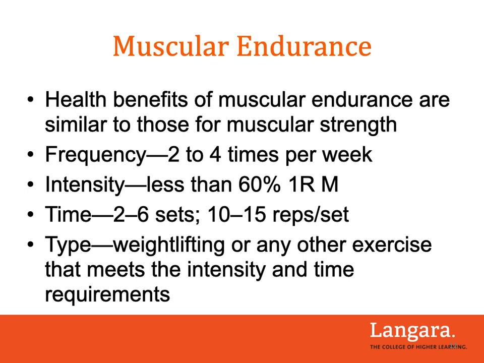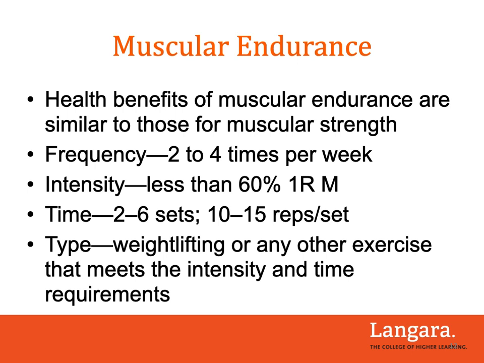In order to do that, our frequency has to be 2 to 4 times per week. Intensity has to be less than 60% of our 1RM, and our sets and reps will be 2 to 6 sets at 10 to 15 reps. Typically, weight training, circuit training, and boot camp type classes are what's going to increase our muscular endurance. And it has tremendous health benefits because, with muscular endurance, our intensity is lower, which is going to allow us to do more reps.